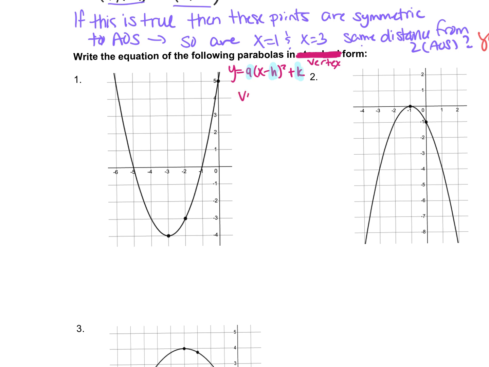Remember, vertex is your h and your k. Okay, so if we look at the vertex, it's here, so it's -3, -4.